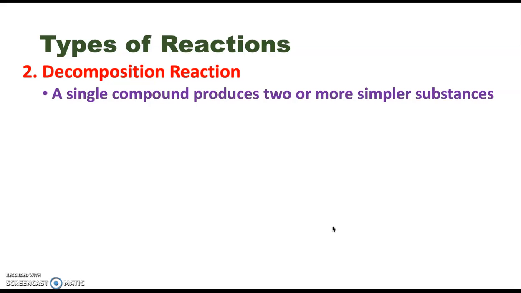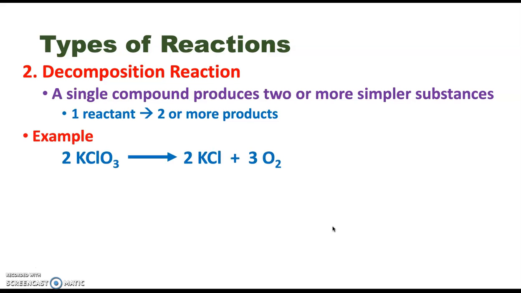A decomposition reaction is essentially the opposite of a synthesis reaction. A single compound will produce two or more simpler substances. It doesn't necessarily mean that it'll break up into its individual elements, but it will break up into simpler components. So you'll always start with one thing on the left side of the arrow, and it'll break up into two or more products on the right side. An example is potassium chlorate. It breaks up into potassium chloride plus oxygen.